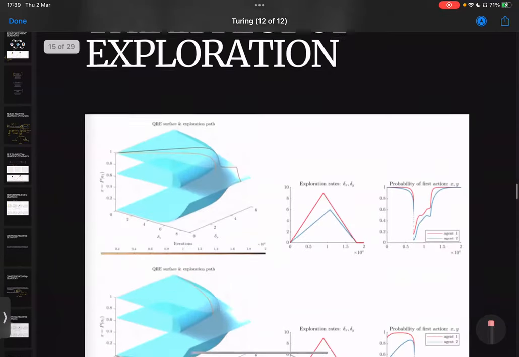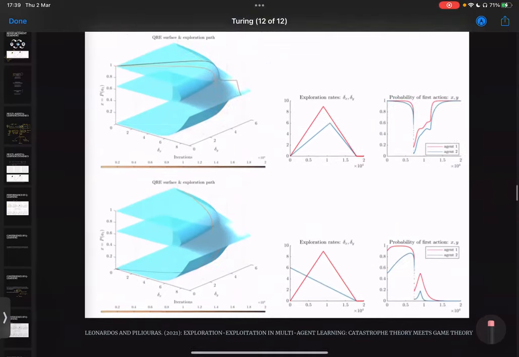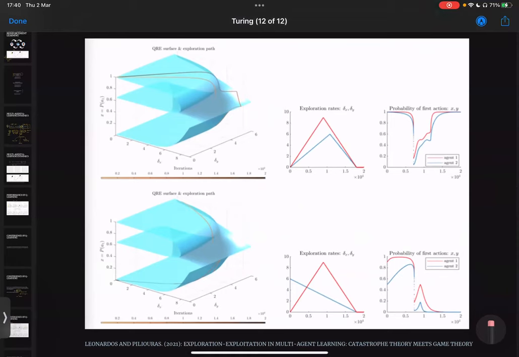There was some quite interesting work done in this paper from 2021, where they were looking at the effect of the exploration parameter on Q-learning in cooperative games. What they were doing is showing that games which have multiple equilibria initially, so they have multiple equilibria. On the X and Y axis, you have the exploration rate for two agents.